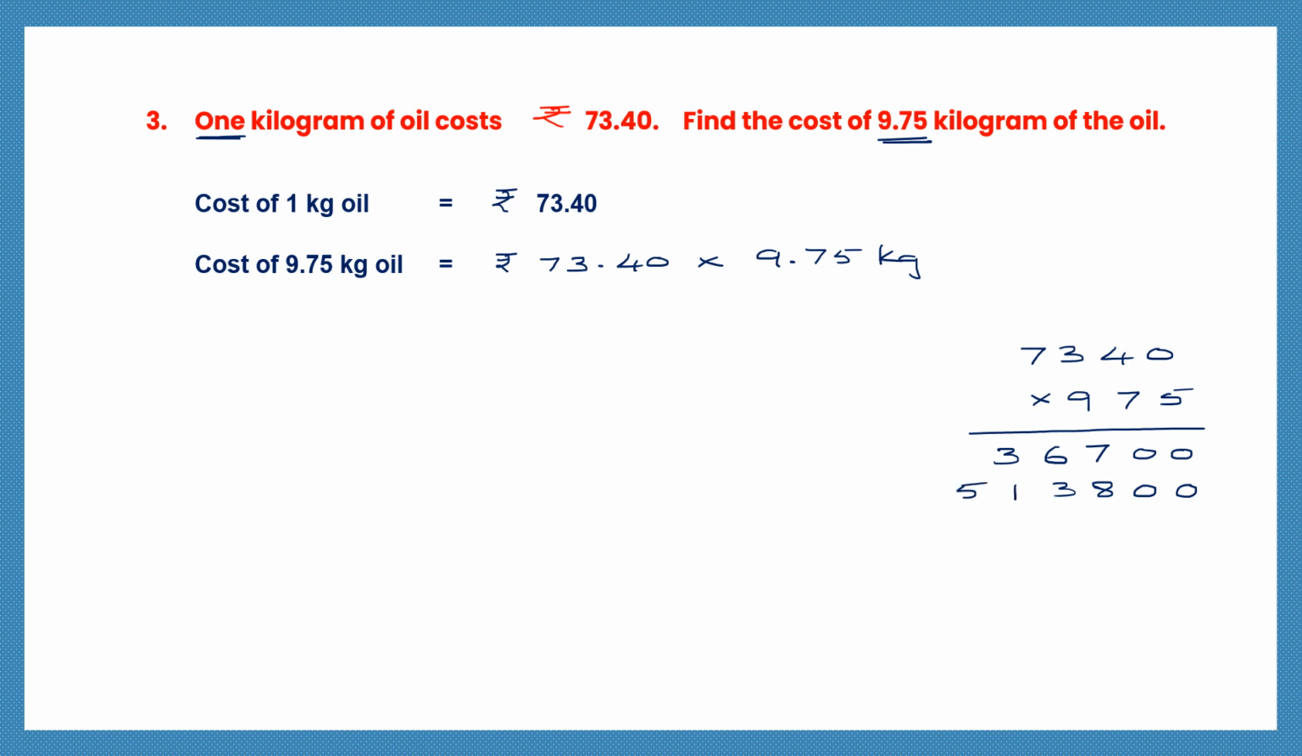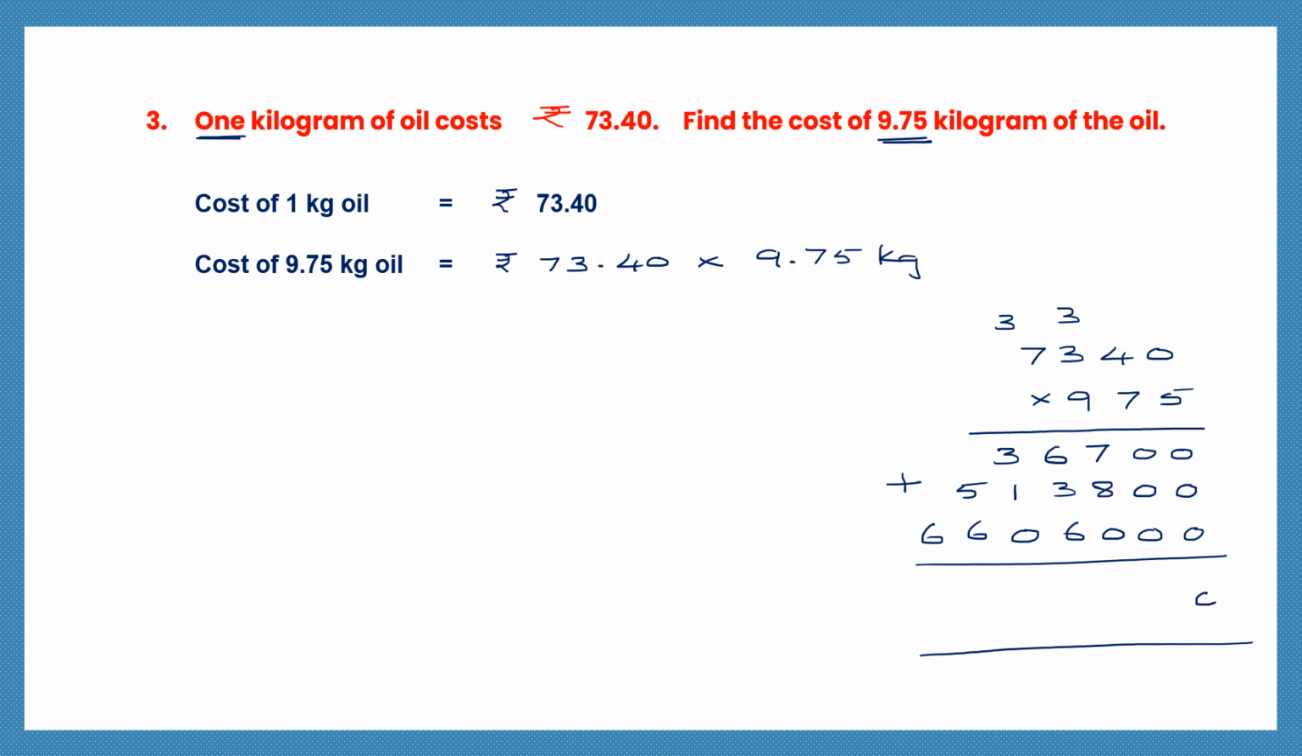Now we're going to multiply with 9. We're going to begin with 2 zeros. 9 zeros are 0. 9 fours are 36. Carry 3. 9 threes are 27 plus 3 is 30. Carry 3. 9 sevens are 63 plus 3 is 66. So we finished our multiplication. Now we're going to do the addition.